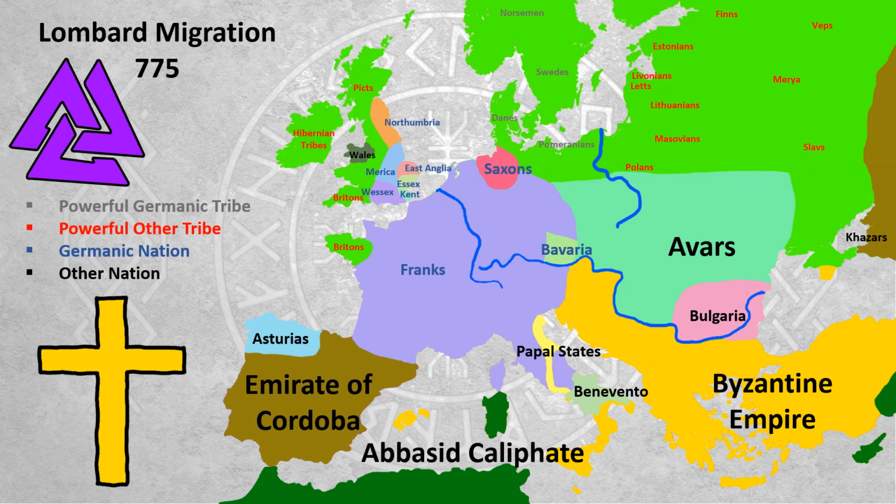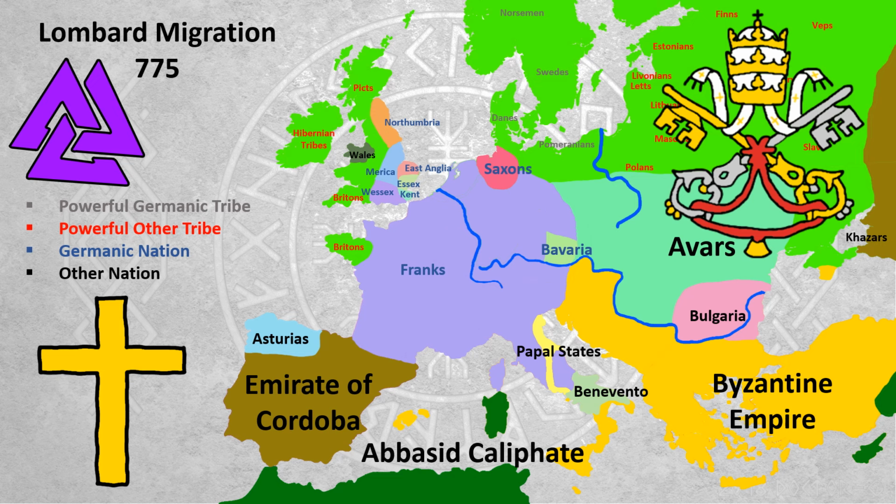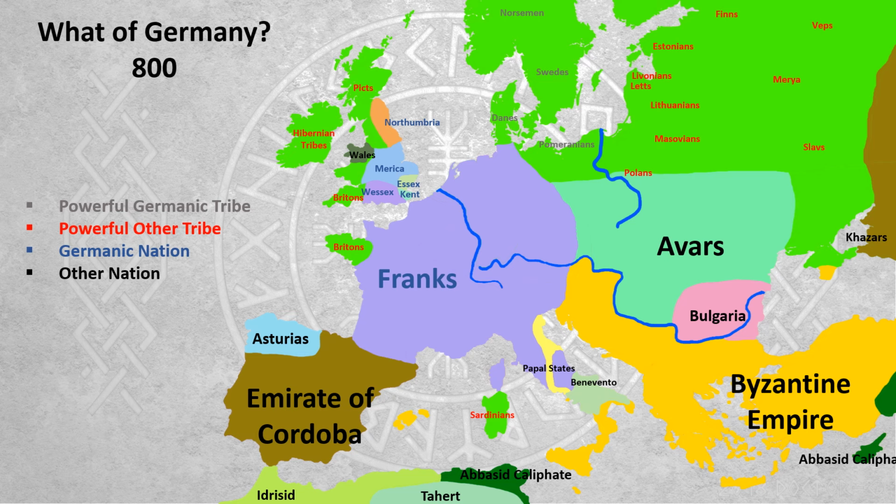The fall of the Lombards and the rise of the Papal States also led to the death of Arianism. Catholicism would now spread uncontested and be the dominant Christian denomination. The Germanic migrations would defeat the Roman Empire and create the Western Europe that we still have today. But what of the rest of the Germanic tribes that didn't migrate to new lands?